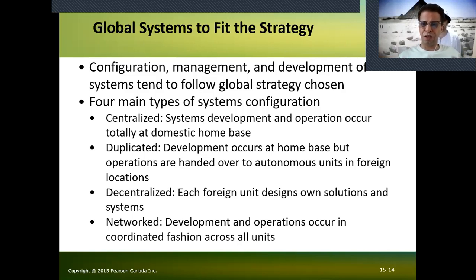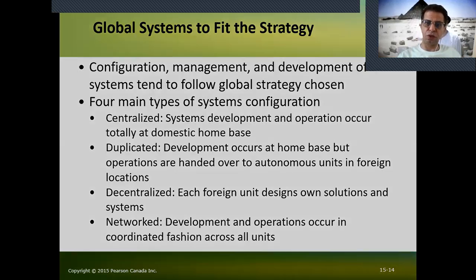We see that in franchises like McDonald's. Then we have the decentralized, where each foreign unit designs its own solution and system, as we see in the CRM of Ford and GM. And then you have the network, where development and operation occur in a coordinated fashion across all the units. That's typically what we see in Honda and Toyota, the Japanese car manufacturers.